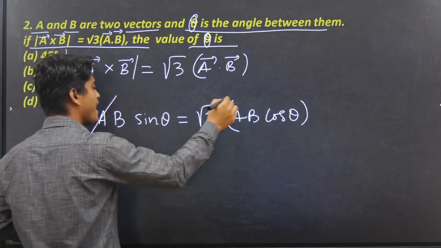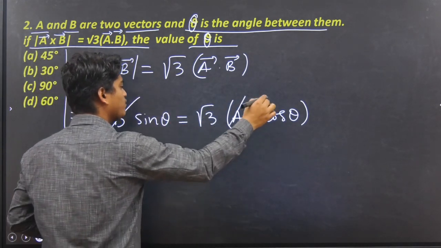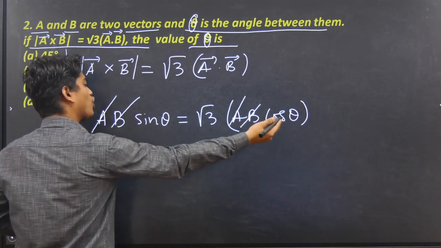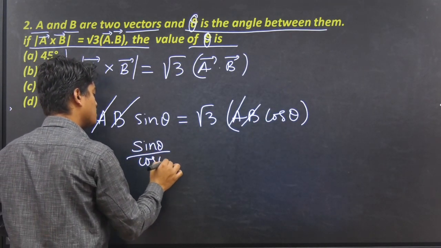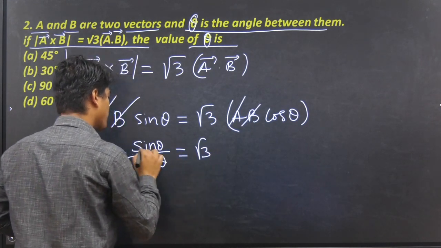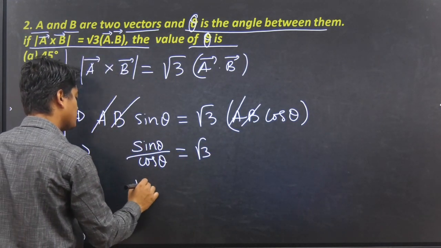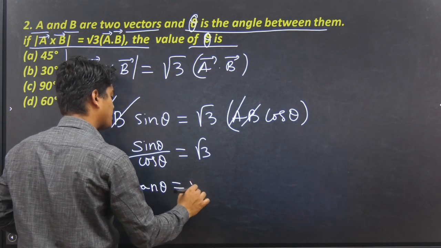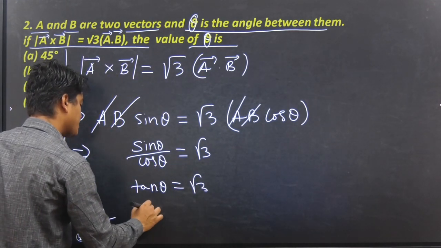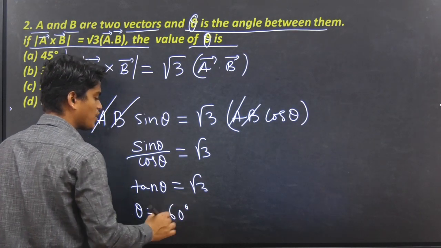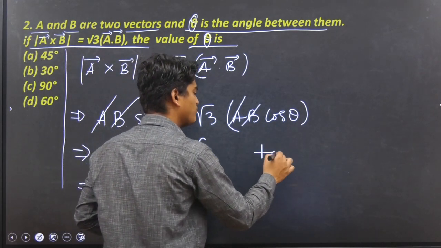Now you see A will get cancelled, B will get cancelled. Then cos theta will come to the left-hand side. So sin theta by cos theta equals root 3. And remember, sin theta by cos theta is nothing but tan theta. So tan theta equals root 3. If we find the value of theta, theta is 60 degrees.